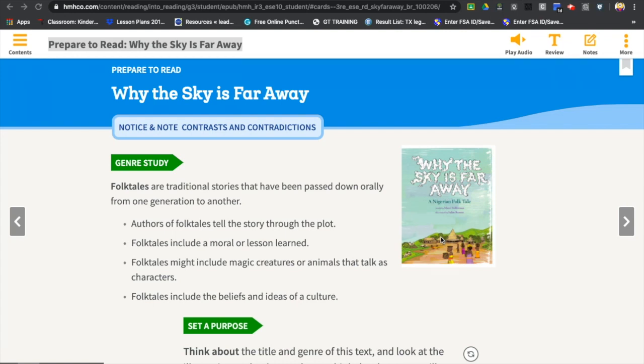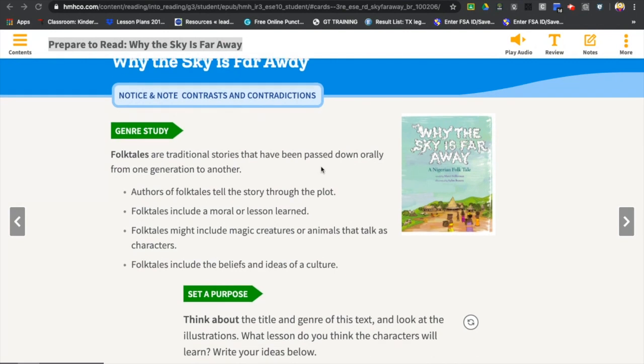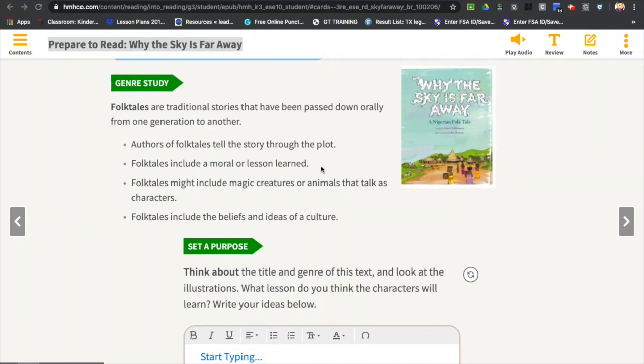We want you to prepare to read Why the Sky Is Far Away. Notice and contrast contradictions. We know that the genre is folktales, and folktales are traditional stories that have been passed down orally from generation to generation. Remember that our essential question is, why is it important to pass stories down to the next generation? On this folktale, we're going to be practicing more, and we're going to get into the deep content of why it is important for stories to pass from one generation to the next.